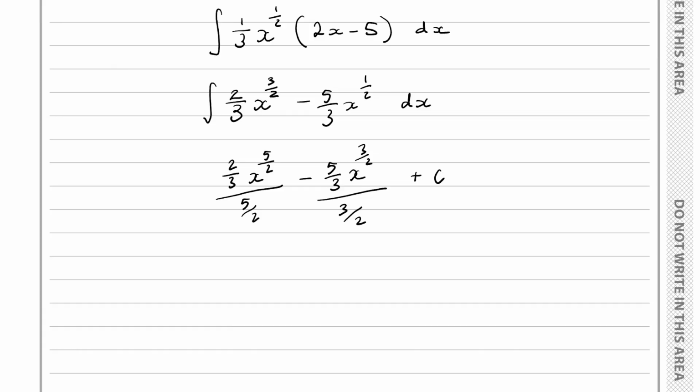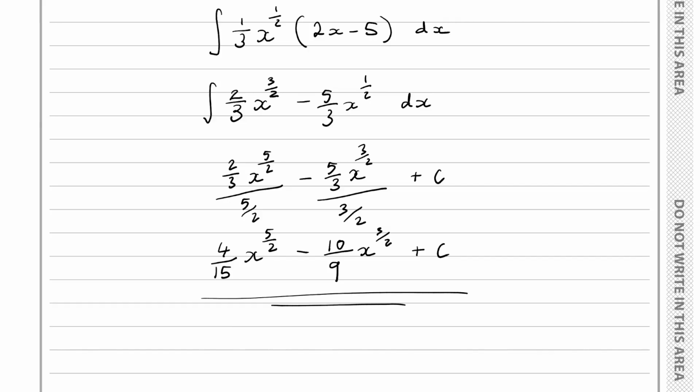Dividing by 5/2 is the same as multiplying by 2/5. So 2/5 times 2/3: 2 times 2 is 4, 3 times 5 is 15. So 4/15 x to the power of 5/2. Then 5/3 times 2/3. So 5 times 2 and 3 times 3. And that is our final answer.